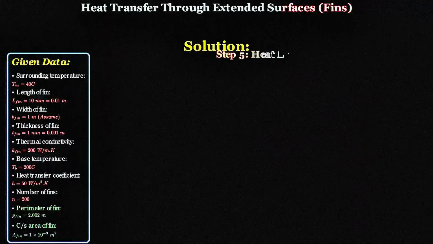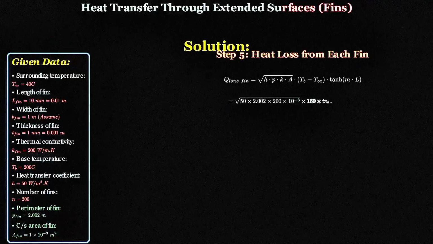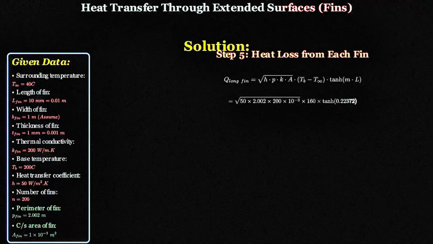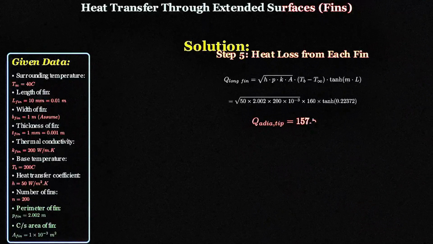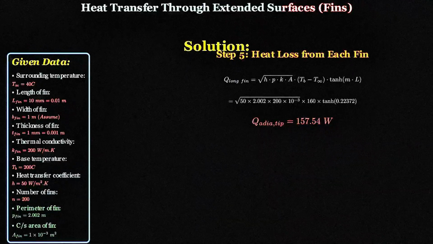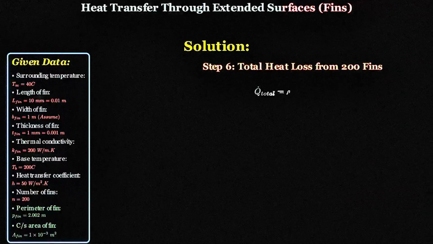Step 5. Calculate the heat loss from each individual fin. The heat transfer from a long fin with adiabatic tip is Q equals the square root of h times P times k times A multiplied by the temperature difference T base minus T infinity multiplied by hyperbolic tangent of m times L. Substituting, the square root of 50 times 2.002 times 200 times 10 to the negative 3 times 160 times hyperbolic tangent of 0.22372, this gives us Q for adiabatic tip equals 157.54 watts per fin. Now we can calculate the total heat loss from all 200 fins.